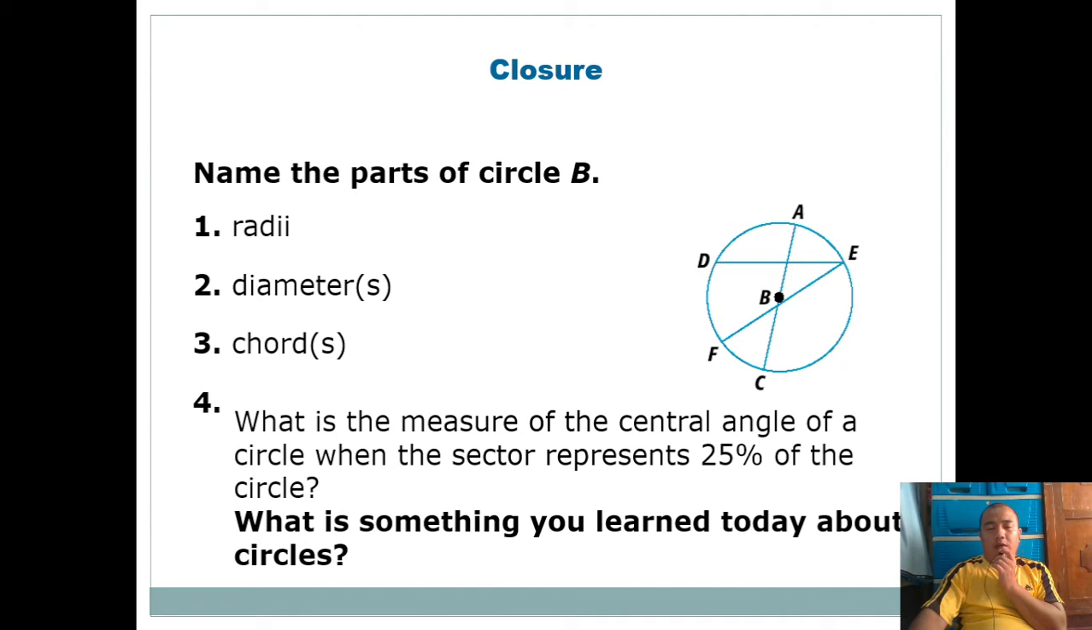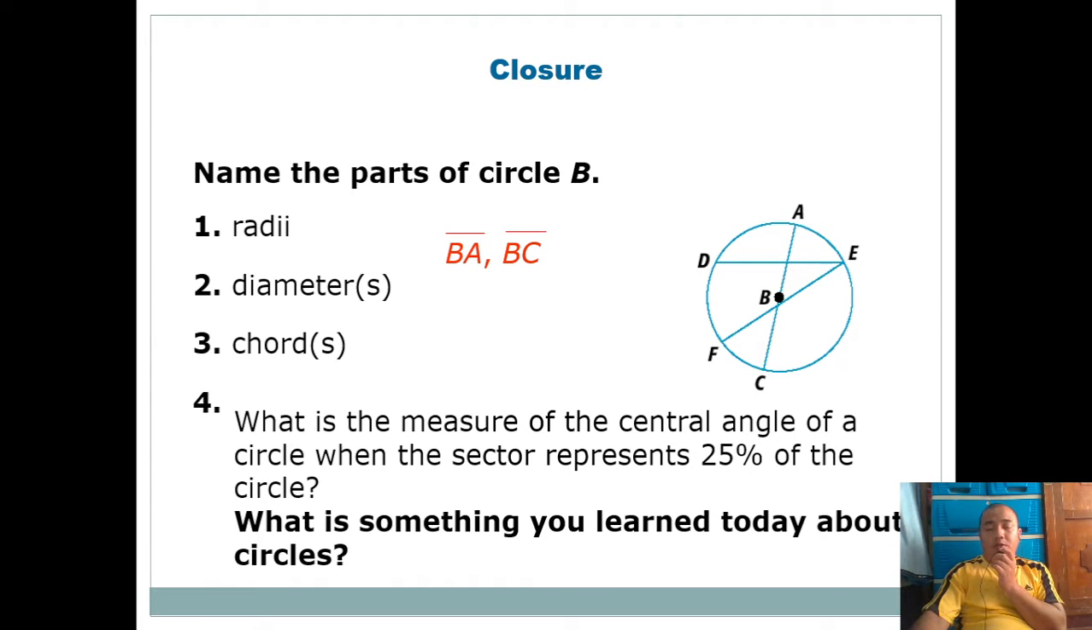So for another exercise here, name the parts of the circle B in the figure. So what are the different radii in the figure? We have segment BA and segment BC. Okay, FE is not a diameter because it did not pass or did not touch the center of the circle. So only BA and BC are the radii of the circle B.